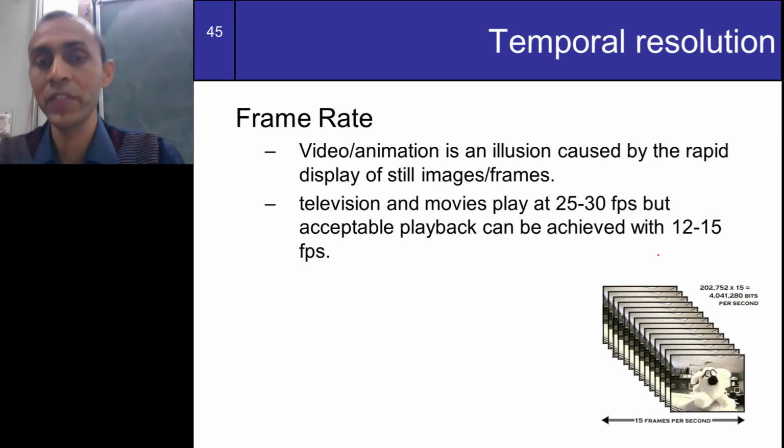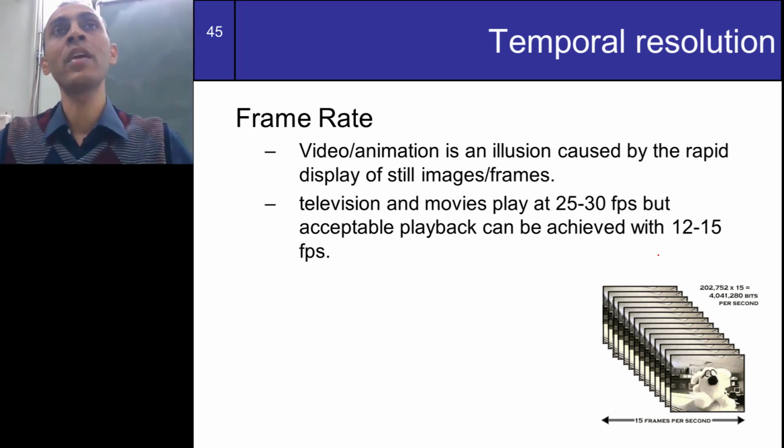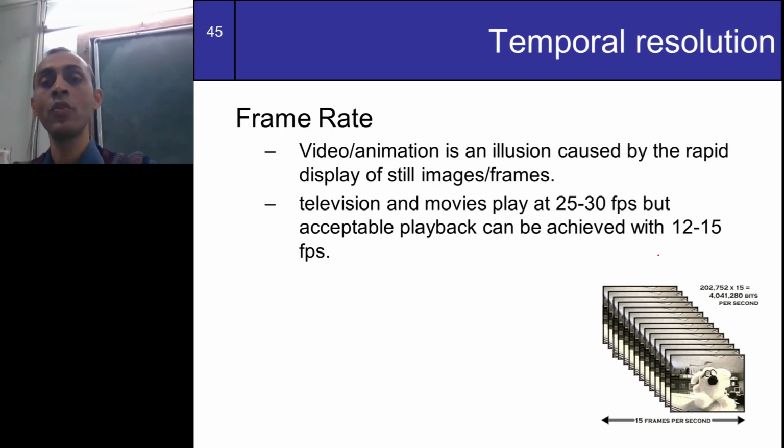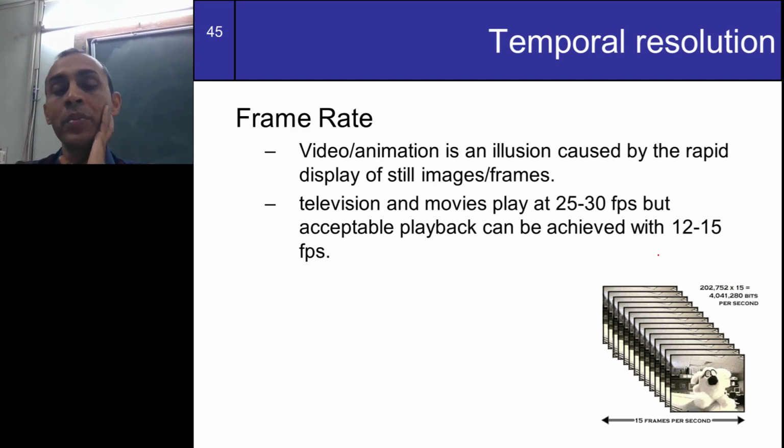But for specific applications, we normally have special cameras which have a higher frame rate. For slow motion capturing cameras, we have 100 frames per second or beyond. If you want to capture slow motion sequences in action movies and all that, they use those kinds of cameras to do that.